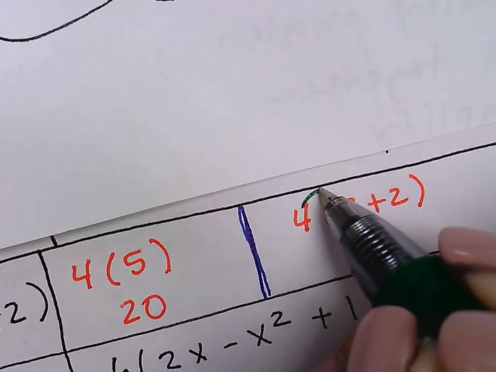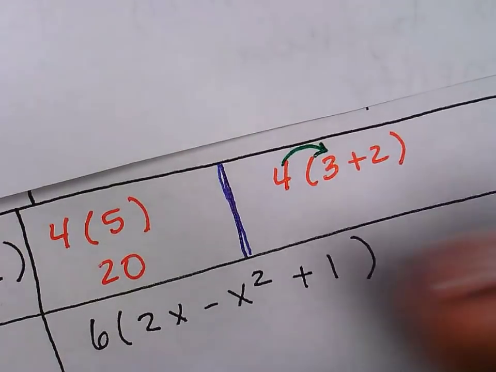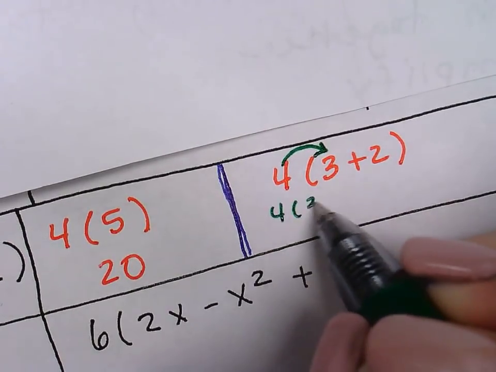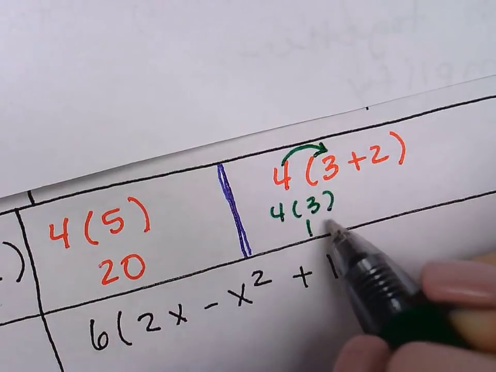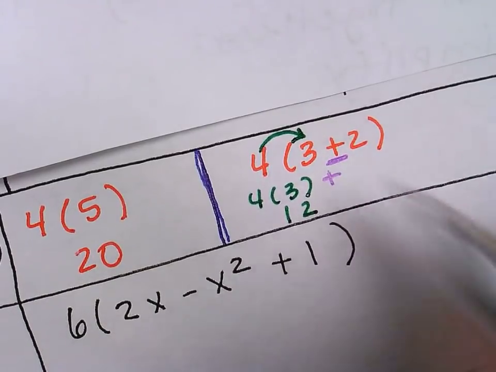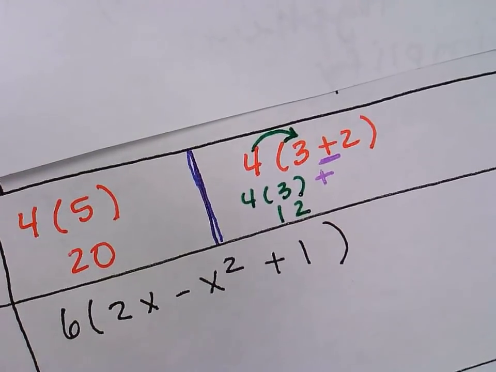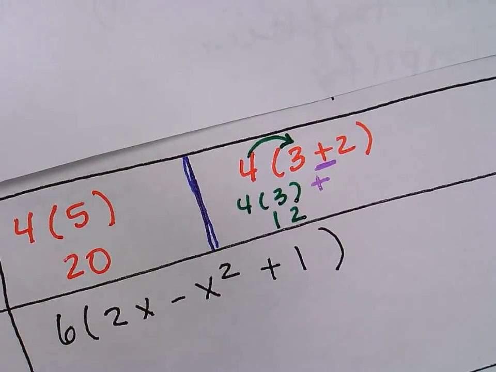So 4 goes to the 3. So 4 times 3, which is just 12. Now, we need to keep the symbol that is given to us. If that's a plus, then we rewrite it as plus. If it's a minus, we rewrite it as minus. And then we give that 4 to the 2.